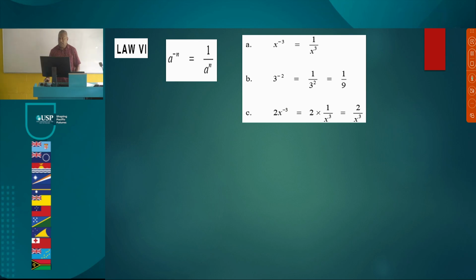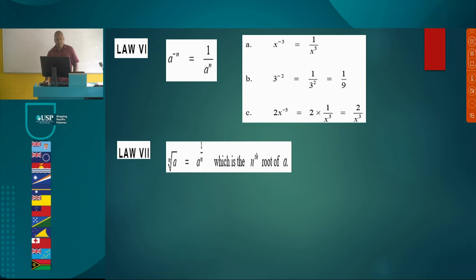So that's law number 6. Law number 7 and 8 are a little bit tricky. We read this as the nth root of a, or a to the power 1 over n. For example, cube root of 27 is equal to 27 to the power 1/3. Now, if you have a calculator, see if you can do this.